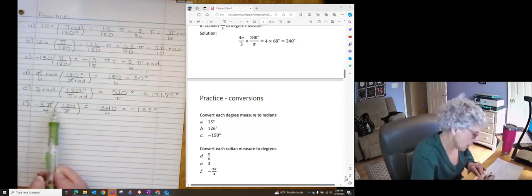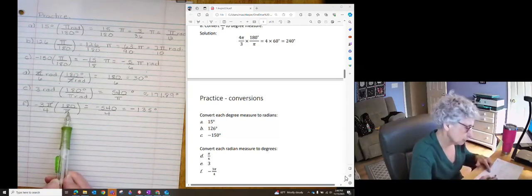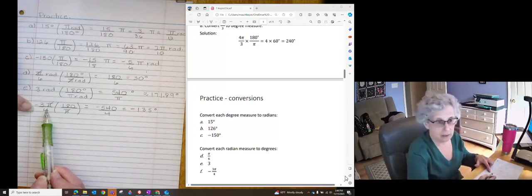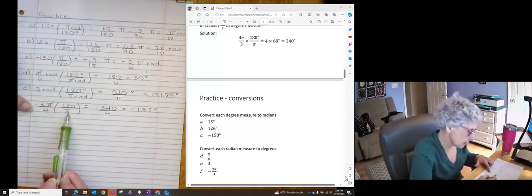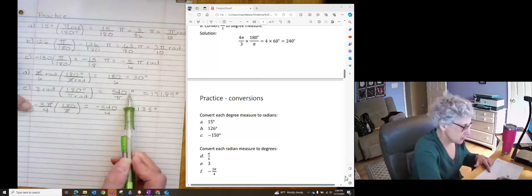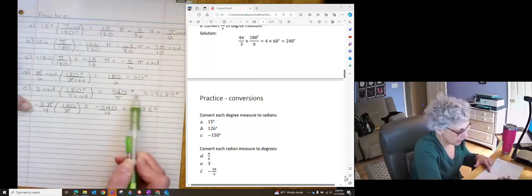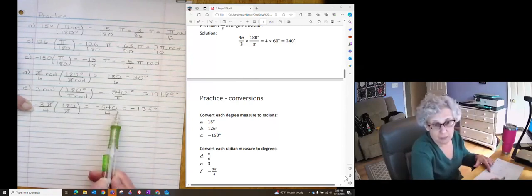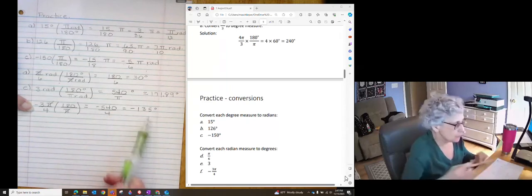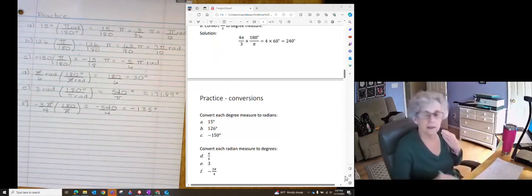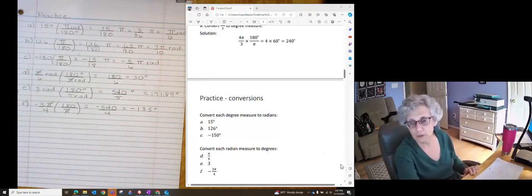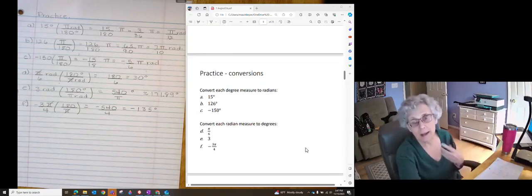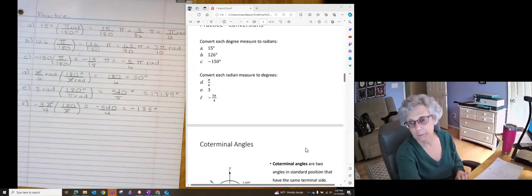And then F, we have negative 3 pi over 4. Again, I kept the negative sign. The pi's canceled. Since I had just multiplied 3 times 180 up here, I went ahead and did 3 times 180 and just put 4 into it. And 4 goes into 540, negative 135 degrees. So if that didn't go smoothly, go back and practice some more.